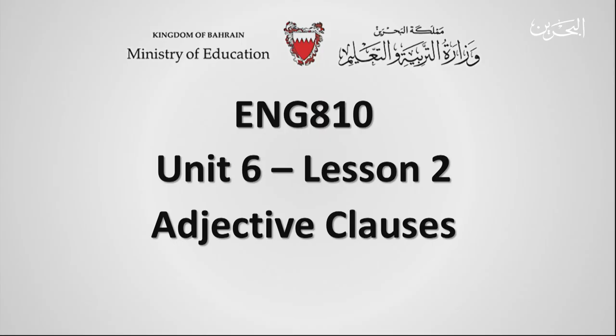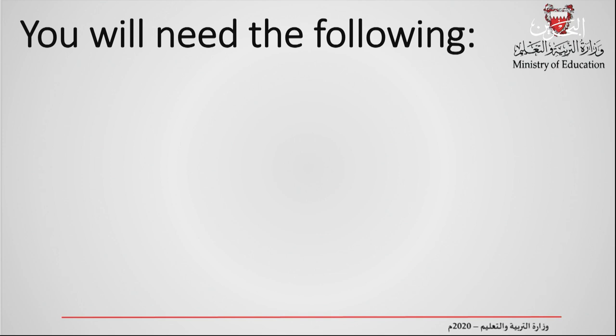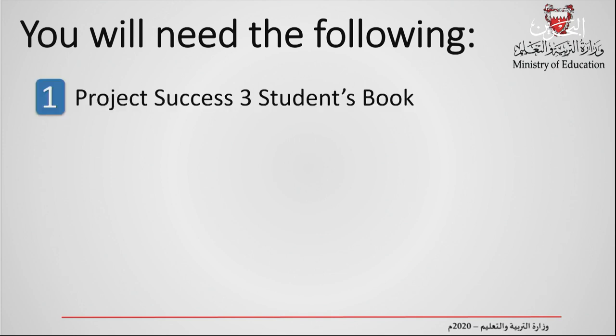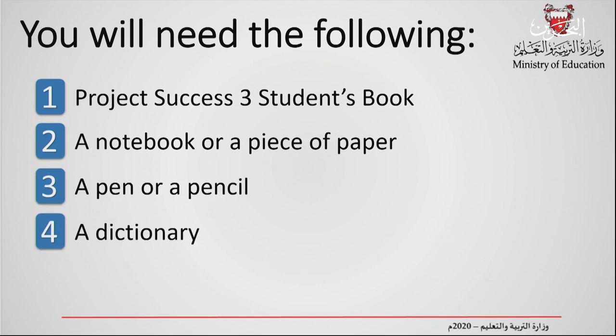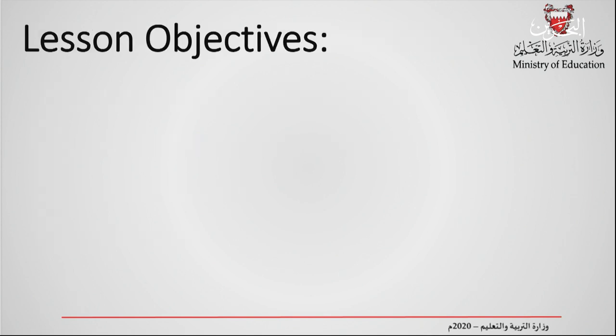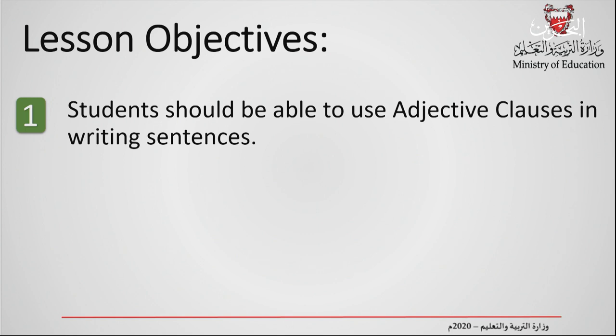All right. Now, in order for us to do the lesson well, you need the following. Number 1, Project Success 3, student's book. Number 2, a notebook or a piece of paper. Number 3, a pen or a pencil. Number 4, a dictionary. All right, let's jump to lesson objectives. By the end of the lesson, you should be able to use adjective clauses in writing sentences.